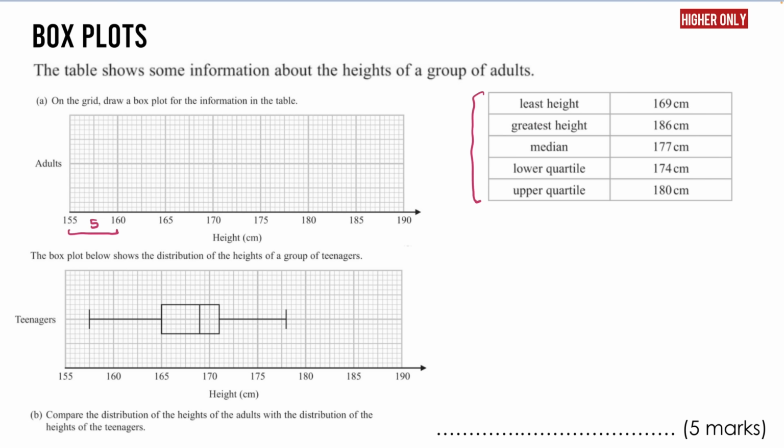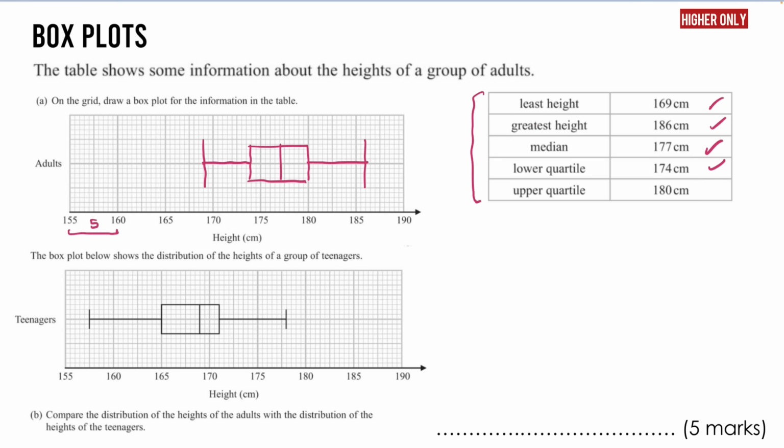So 169 will be 2 squares before the 170. That's our least value, or our least height. The greatest height is 186, 2 squares after the 185. Sort of tick them off as you go, and then the median is 177. So that's going to be 4 squares after the 175. It does get a bit awkward with this scale. 174 for the lower quartile, 2 squares before 175. And then the upper quartile on 180. Thankfully that's a nice whole number there. And then we can join this up and draw our box plot. And there we go, that's drawing a box plot.